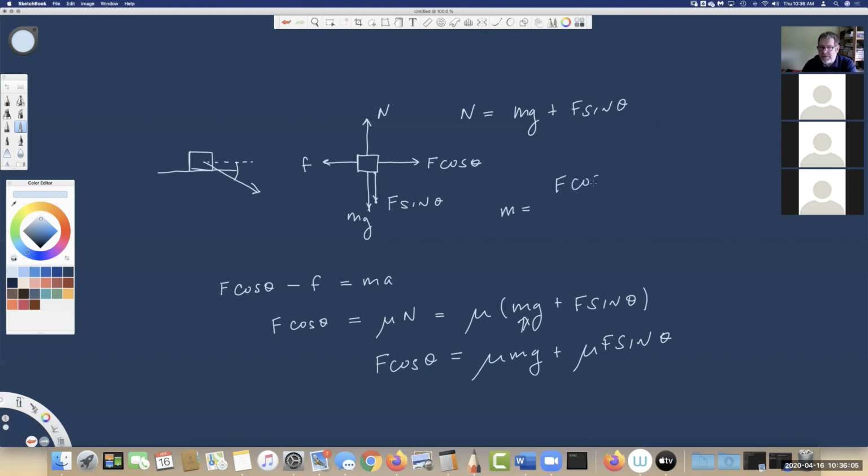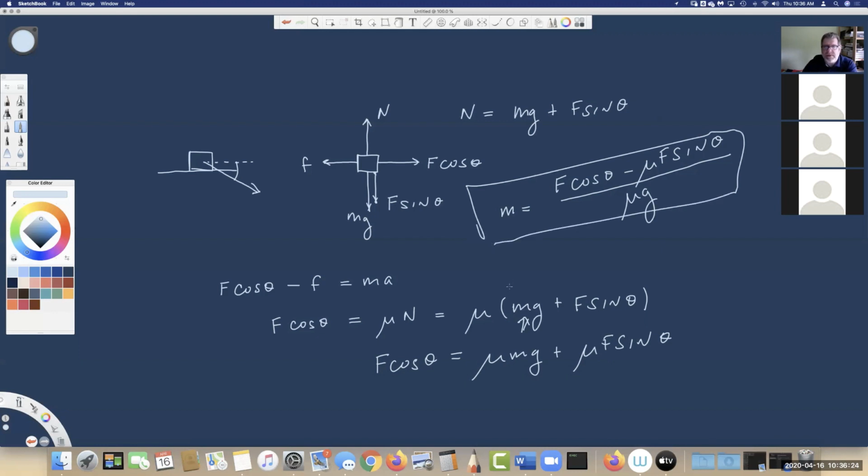is F cosine theta minus mu F sine theta, divided by mu g. Oh, that is a complicated multiple choice question.